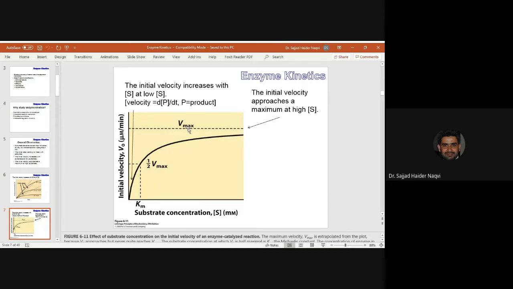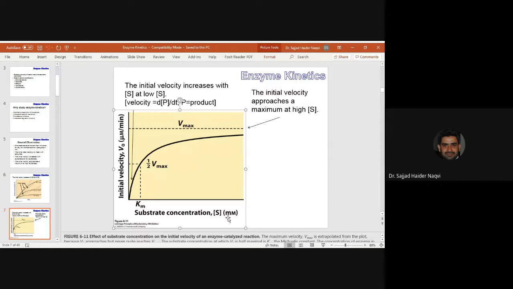Vmax, as I said earlier, is the maximum velocity. So the initial velocity approached a maximum velocity at a higher substrate concentration. And we can see from this graph very clearly that at this point, if you increase more substrate concentration, it's not going to impact the reaction velocity. Why? Because as I said earlier, the enzyme gets saturated. So here the initial velocity, which is called V naught, was measured in micromole per minute, while the substrate concentration was in millimole.